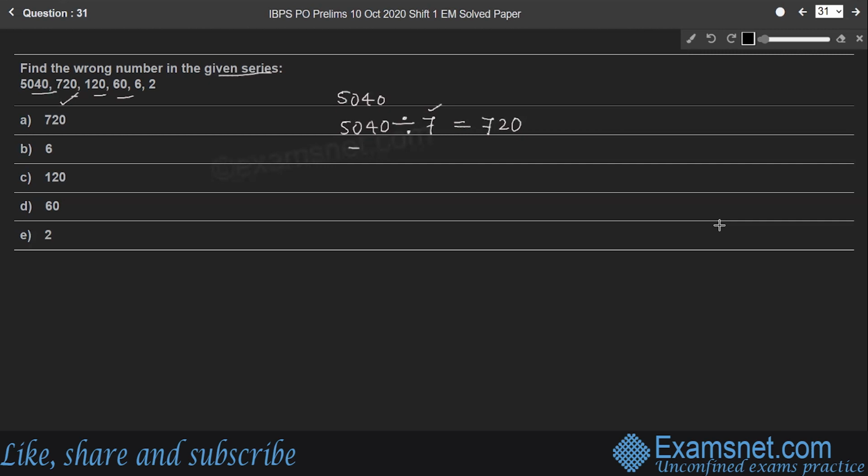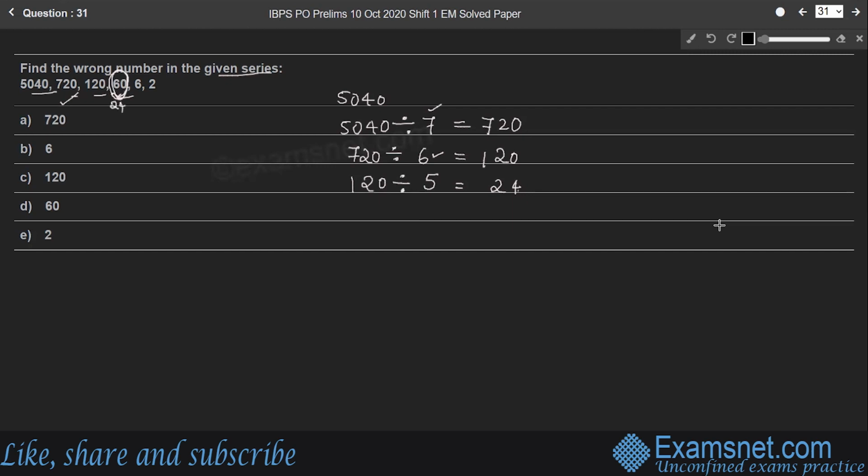When the second number 720 is divided by 6, you will get 120. So when the third number, 120, is divided by 5, one less than the previous divisor, you will get 24. But in the given series, after 120, 60 is the number. Therefore, the wrong number is 60, and instead of 60 the right number is 24.